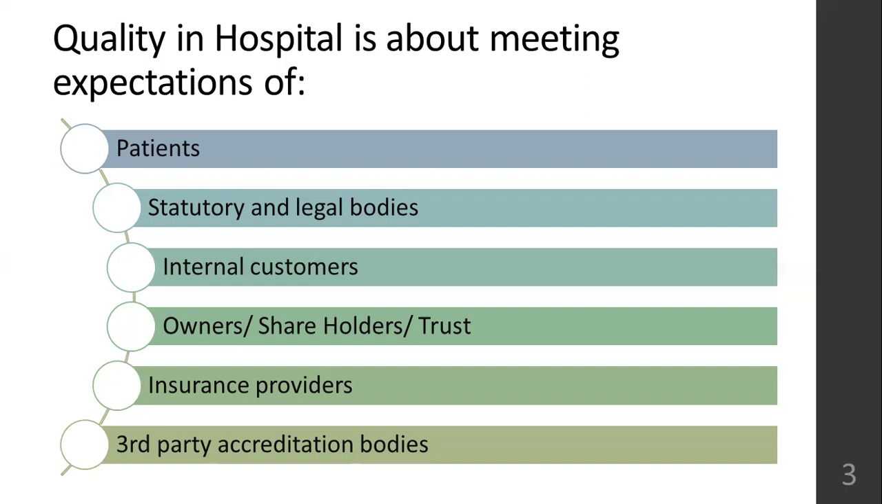Third party accreditation bodies like NABH, JCI, ISO are all accreditation bodies who accredit the hospital. They will also have certain expectations if you hold their accreditation. If you are eligible for their accreditation, they have certain quality expectations that you should fulfill as a hospital. You have to uphold that as well. So quality in a hospital is meeting all these expectations from all these areas.